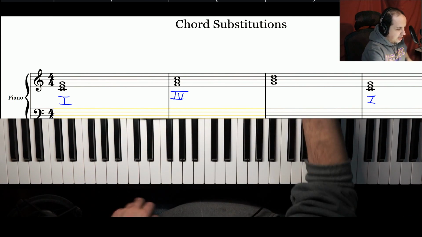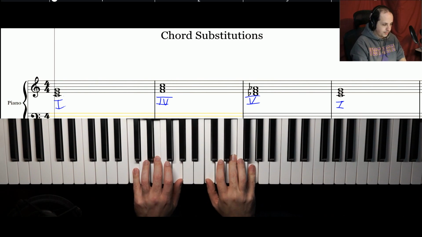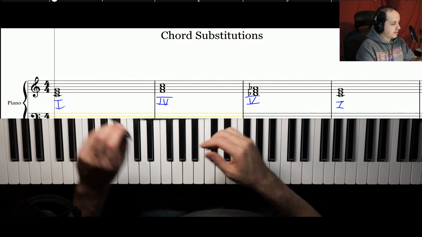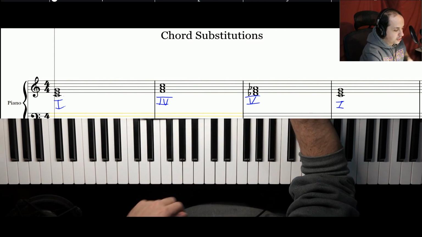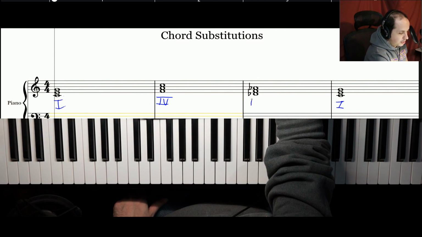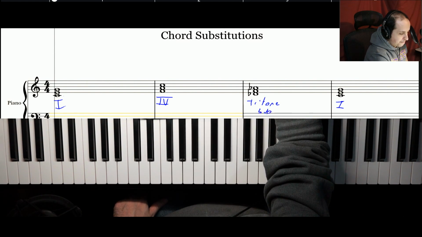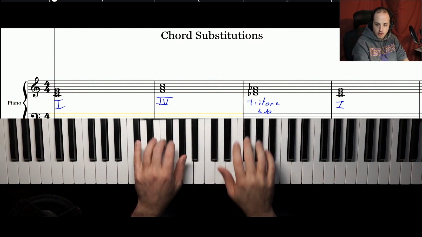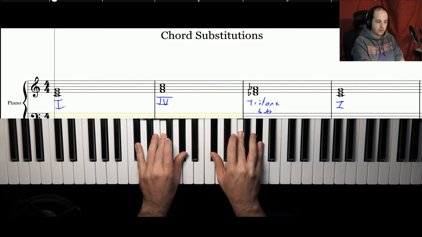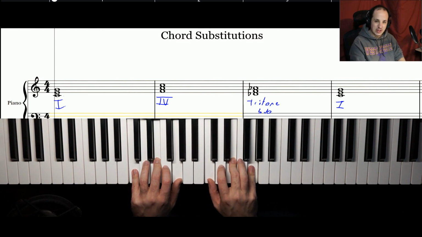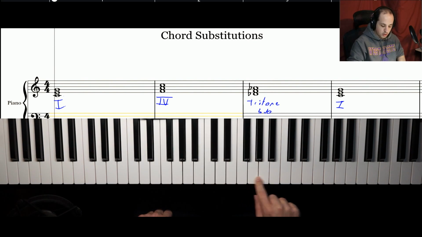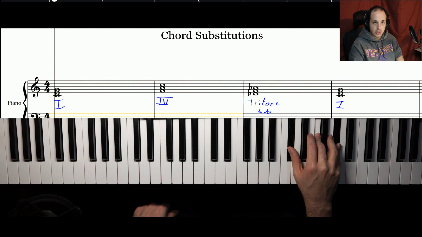So let me write that out. So now we have 1, we're going up to the 4th chord. Instead of 5, we actually have now our tritone substitution. So I'm just going to write tritone sub. So now we have our tritone substitution. So 1, 4, tritone sub, back to 1. Kind of strange, huh? So we're replacing the 5 chord with a chord that's built on its tritone.